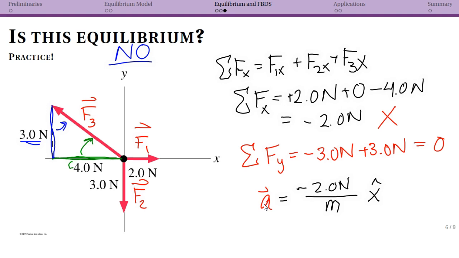The flip side is that if you didn't know one of these values and it was an equilibrium, you could have used this approach to find that missing value.